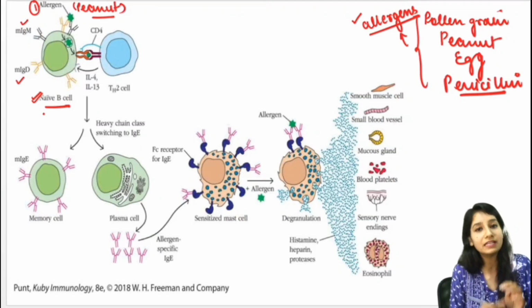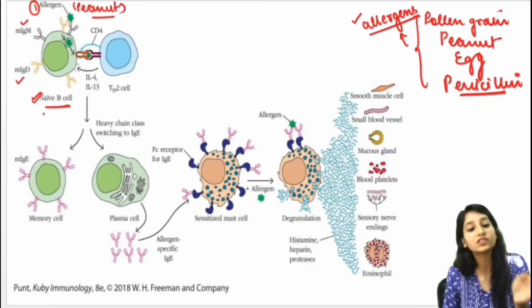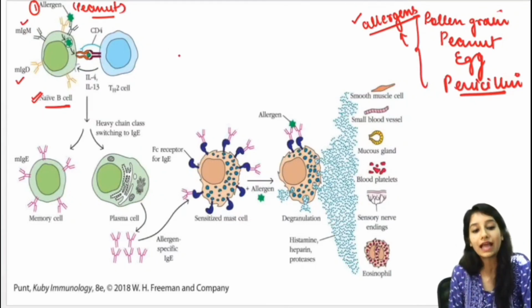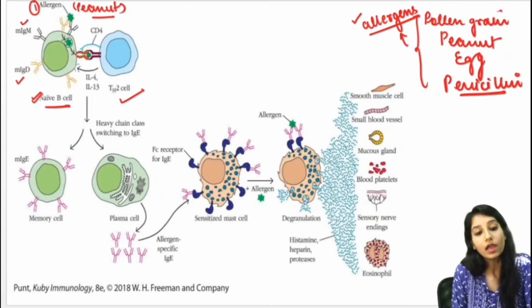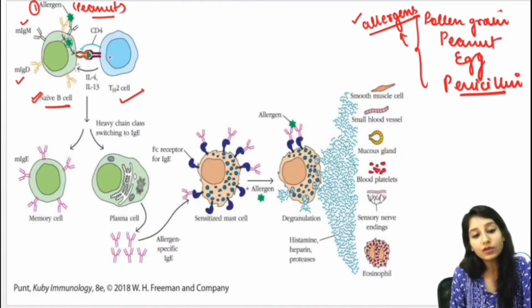What this naive B cell has done is bind with the allergen molecule through its receptors. After that, it has taken the allergen and modified it in such a way that only some part of the allergen is shown to another cell, that is the T helper 2 cell. It is showing the T helper 2 cell that, see, I have an allergen antigen. After that, what will happen? When the T helper 2 cell sees this, it will become active.